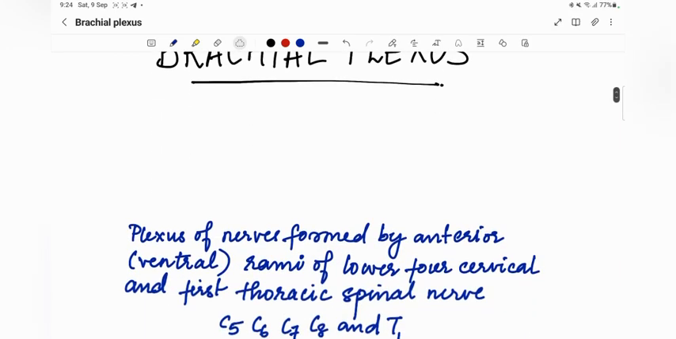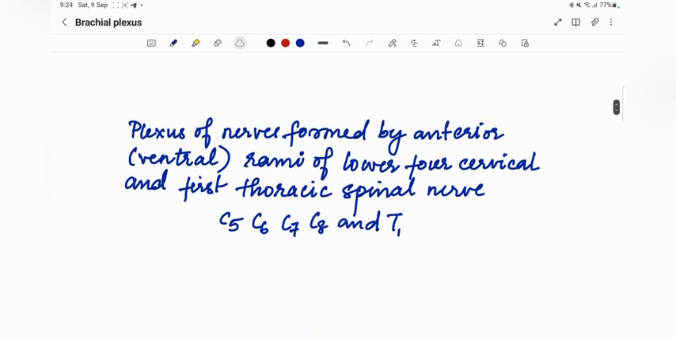So what is brachial plexus? Brachial plexus is defined as a plexus of nerves, which means it's a network of nerves which is formed by the anterior or the ventral rami of the lower four cervical and the first thoracic spinal nerve. So which are the lower four cervical nerves? It is C5, C6, C7 and C8, and the first thoracic spinal nerve would be T1. So brachial plexus is composed of the anterior rami of C5, C6, C7, C8 and T1.